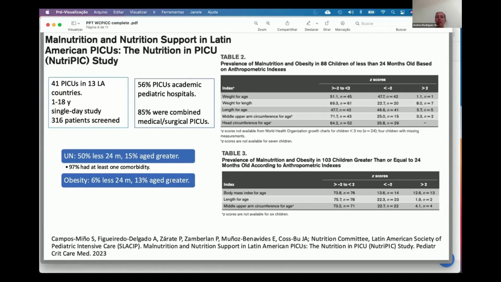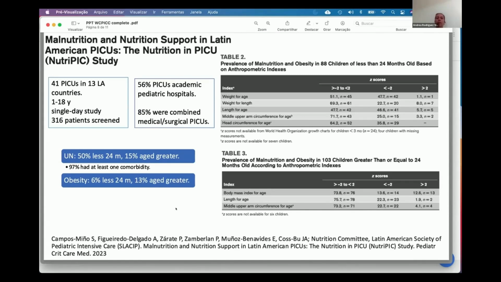Well, in this slide, I will comment on the second article that has been written by the SLACIP Nutrition Committee, in which Dr. Delgado participates. The name of the study is Malnutrition and Nutritional Support in Latin America's PICUs. It consists of a single-day study where 41 PICUs from 13 Latin American countries participated. From Uruguay, we had 2 PICUs that contributed with data. The number of patients collected was 315. 67% of the PICUs were academic hospitals, and the majority were medical surgical units.